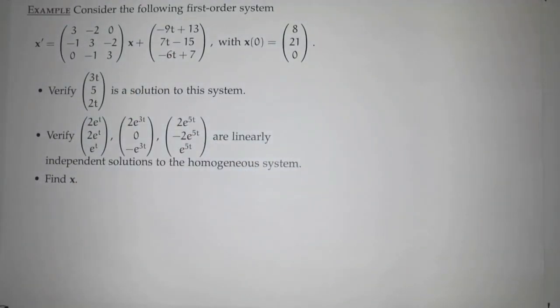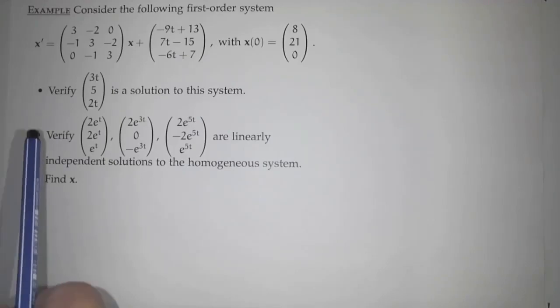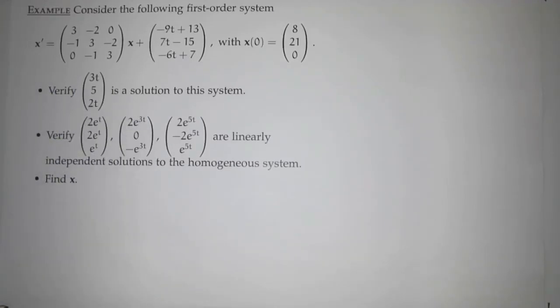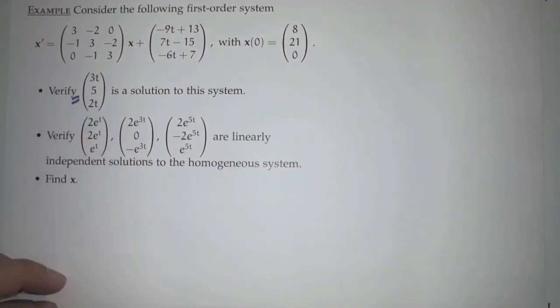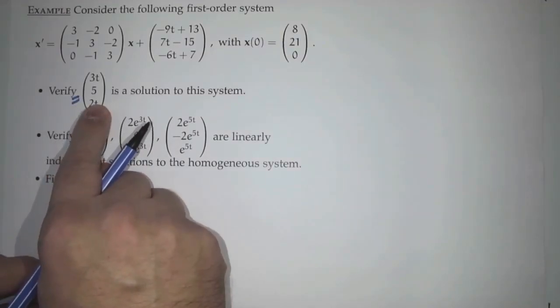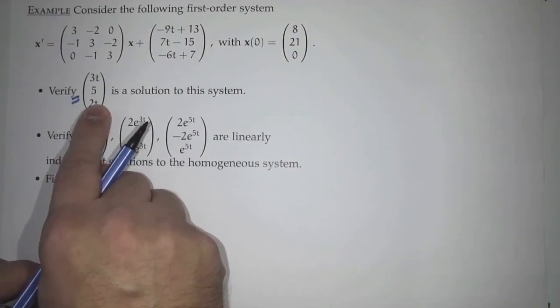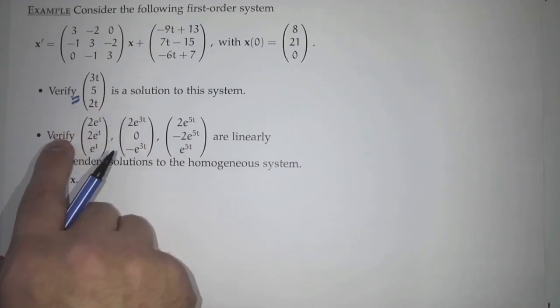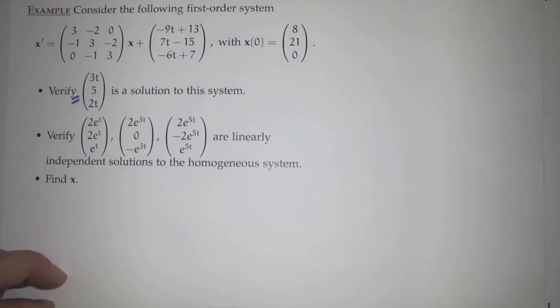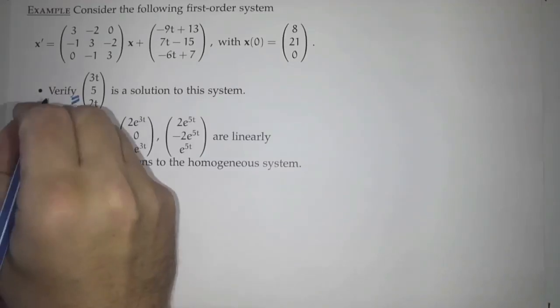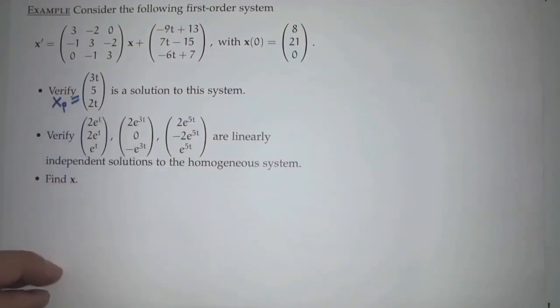All right, true statement. Okay, so again, some bullet points. Verify (3t, 5, 2t) is a solution to this system. All right, this has a name that we've been calling it. What are we really trying to show? We had a nickname for this. Well, it's not linearly independent, because to talk about linear independence, we need to have multiple things. It's a particular solution. We're just trying to show it's a solution. So we call this our particular solution.